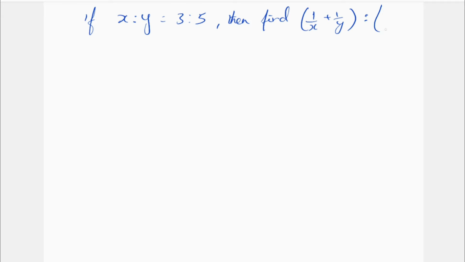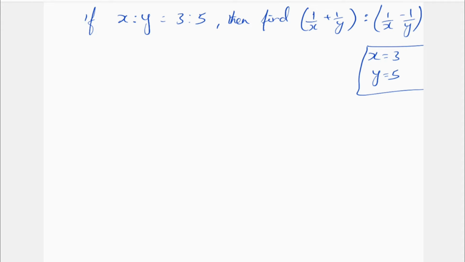The first question that we have here is, if x is to y equals 3 is to 5, then find 1 upon x plus 1 upon y is to 1 upon x minus 1 upon y. They want us to find the ratio of 1 by x plus 1 by y is to 1 by x minus 1 by y. Now here, I can directly substitute x is equal to 3 and y equal to 5 in this particular ratio that they are asking us to find.